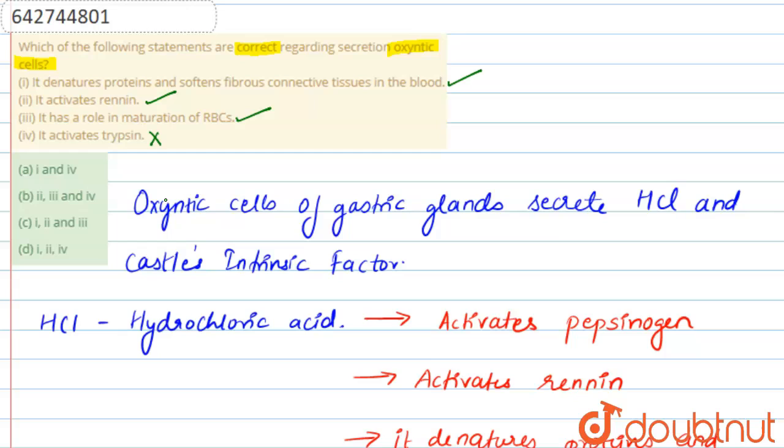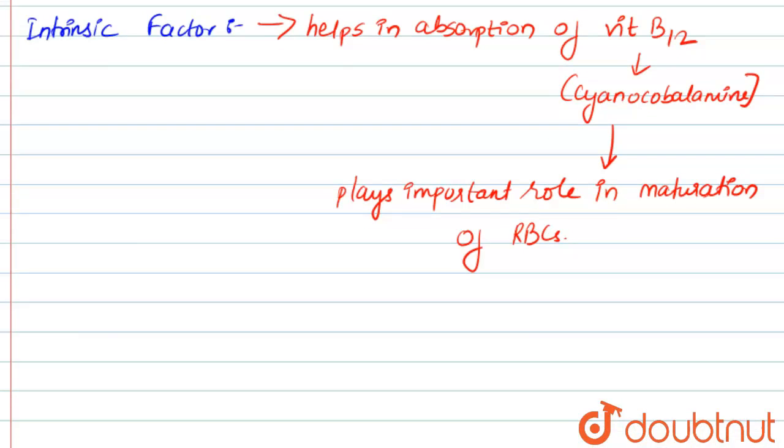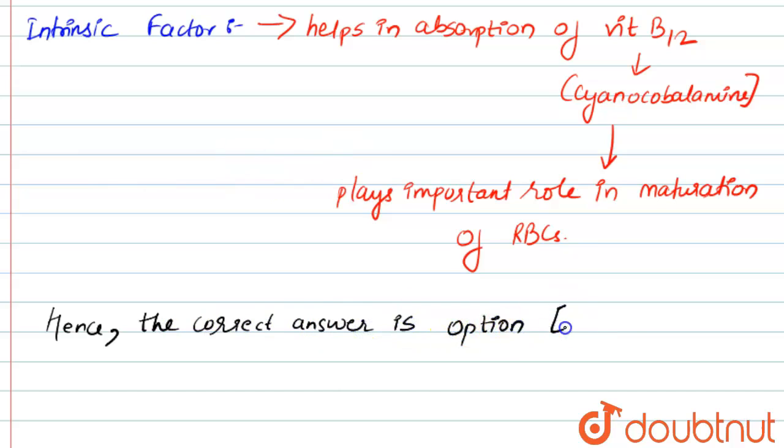Here we have to identify which of the following statements are correct. So statements 1, 2, 3 are correct. According to that, option C is the most appropriate answer for this question. Options 1, 2 and 3 are the correct statements. So let us write the final statement. Hence, the correct answer is option C. First, second and third statements are the correct statements regarding the secretion of oxyntic cells. Alright, so the correct option is option C.